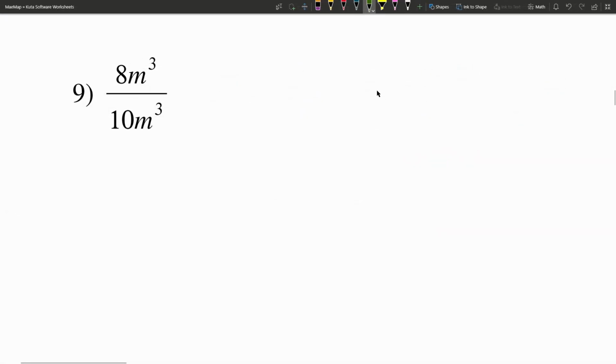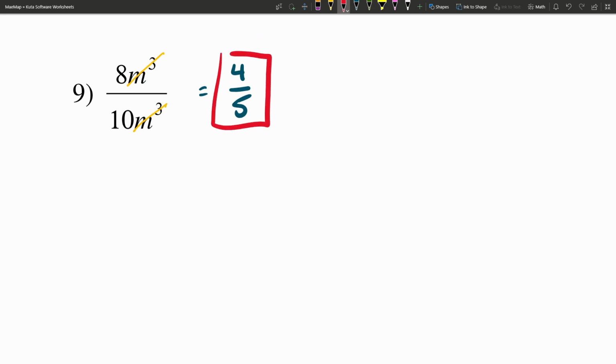And number 9, this one's actually quite simple. We have 8m cubed over 10m cubed. This m cubed is going to cancel out with that m cubed because there's 3 m's multiplied in my numerator and 3 m's multiplied in my denominator, so I'm just going to have 8/10 left, which can be simplified down. Since both 8 and 10 are divisible by 2, we can simplify this down into 4/5. So my solution in number 9 is just 4/5.